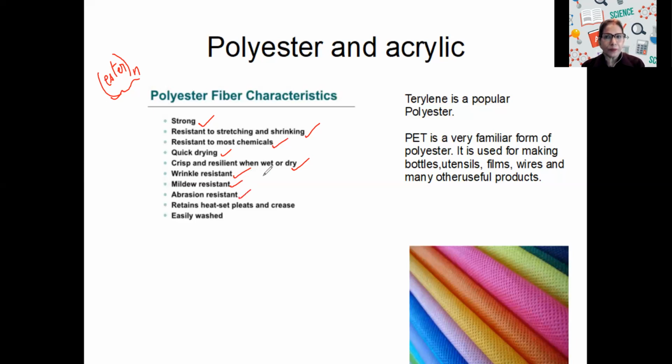Abrasion resistant. So abrasion resistant is, polyester will not stick to your body, and it will not cause any rashes and all. Then it retains the heat, set pleats and crease. When we iron polyester, if we do light ironing and there are some creases and pleats, the heat will help to set those pleats if we want the pleats on the dress. Then easily washed, it can be easily washed.